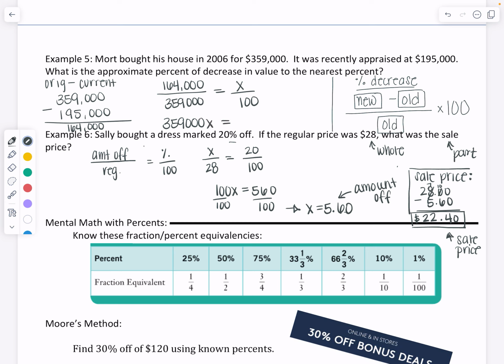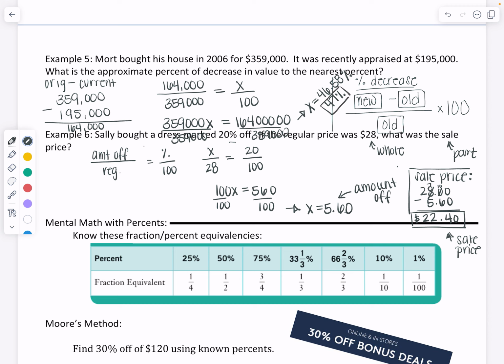359,000 X equals a whole bunch of zeros, that number. Divide both sides by 359,000. Running out of room. And I've got X equals 46.58%. But notice in the question it says, what is the approximate percent of decrease in value to the nearest percent? So rounded to the nearest percent, that would be 47%.